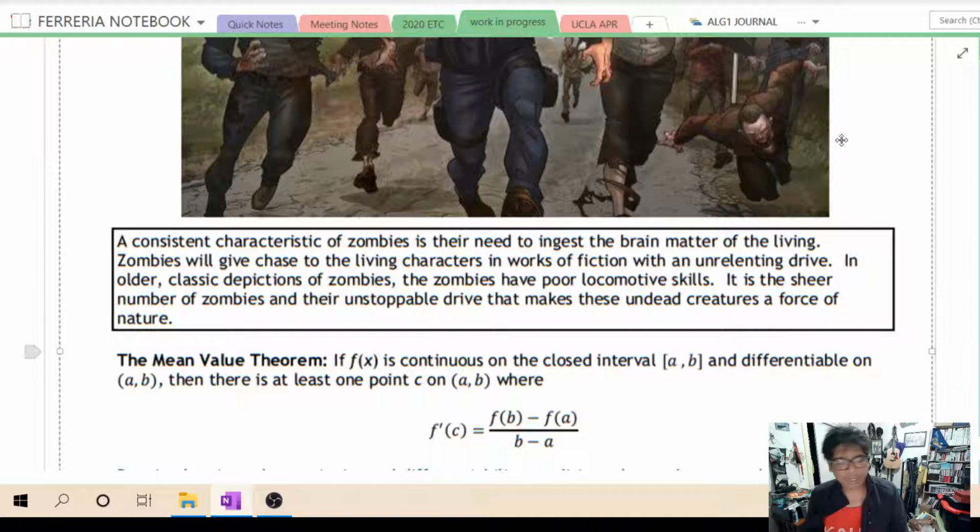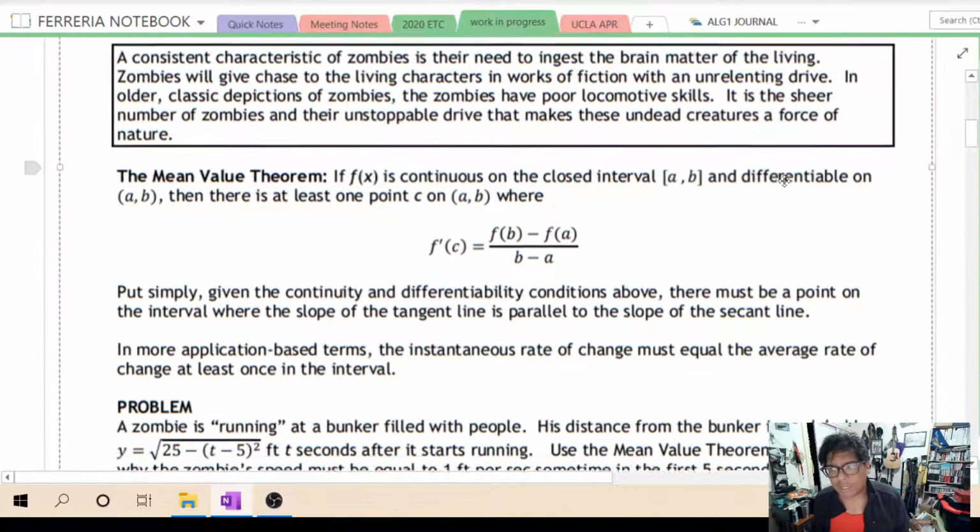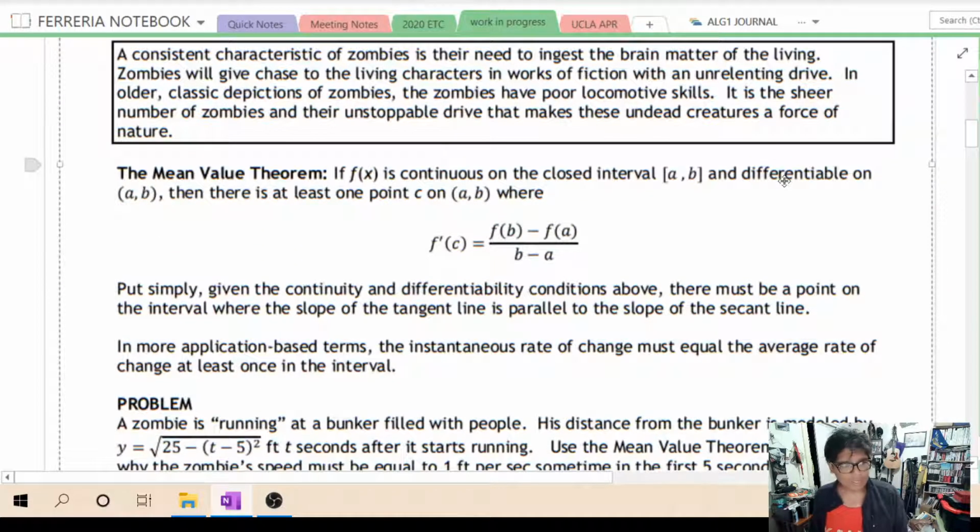And it is the sheer number of zombies and their unstoppable drive that makes these undead creatures a force of nature. So, just speaking zombie talk, this is actually the kind of zombie that I prefer. I think when the zombies are those fast variety zombies, it kind of loses a little something. This whole force of nature thing is something that I really enjoy about the zombie trope.